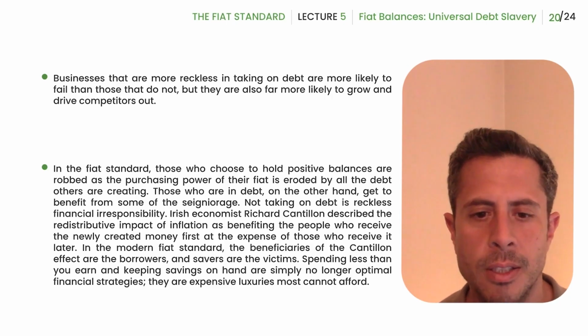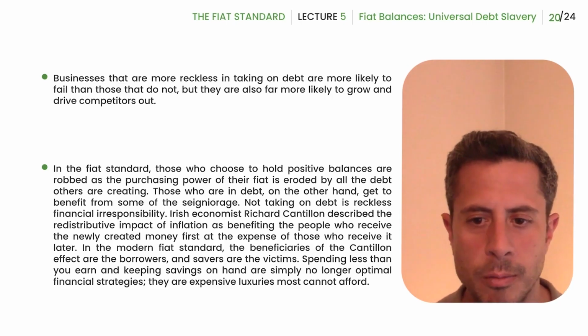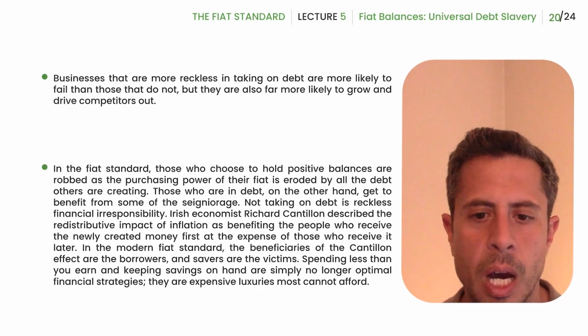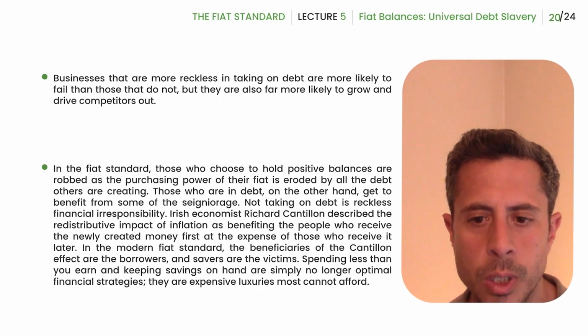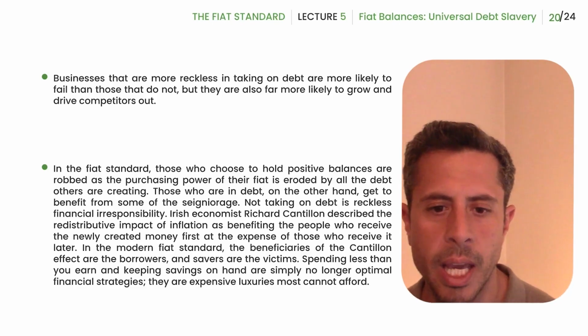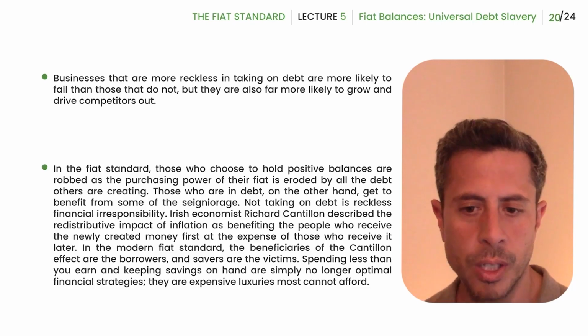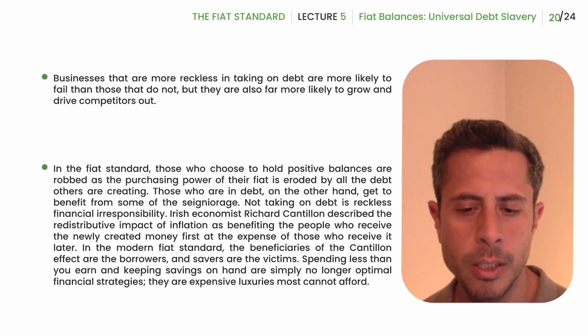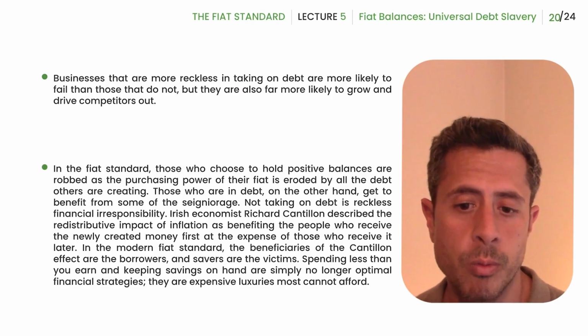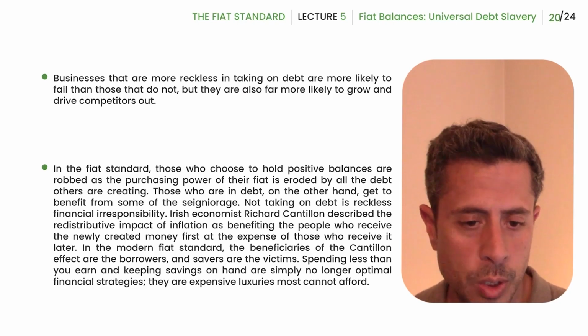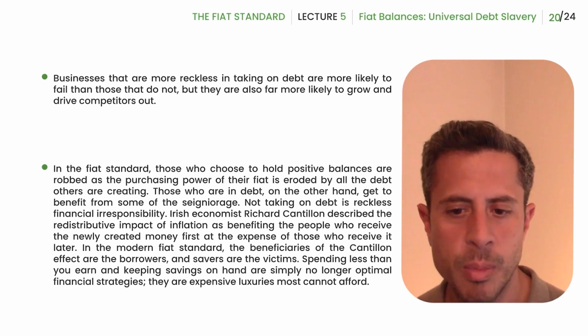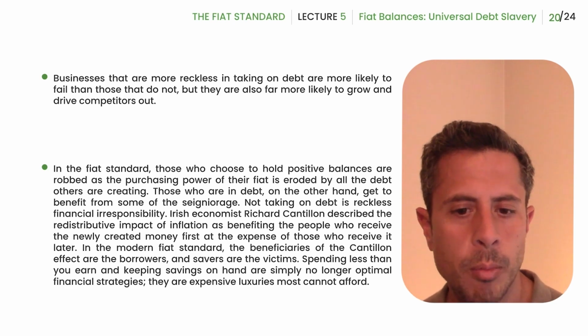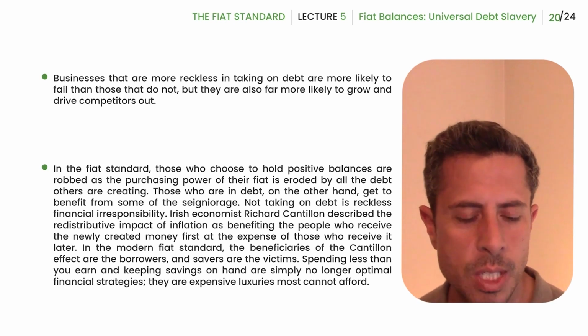In the fiat standard, those who choose to hold positive balances are robbed as the purchasing power of their fiat is eroded by all the debt others are creating. Those who are in debt, on the other hand, get to benefit from some of the seigniorage. Not taking on debt is reckless financial responsibility. So Irish economist Richard Cantillon described the distributive impact of inflation as benefiting the people who receive the newly created money first at the expense of those who receive it later.